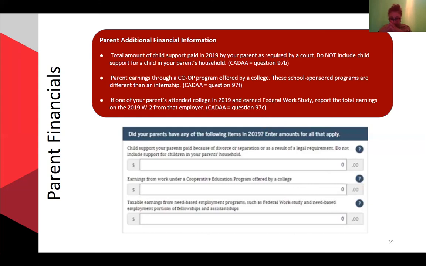And then lastly, if your parents were in college and had any sort of need-based employment earnings, and typically we see this through the federal work study program, if your parent had federal work study earnings, so again, this is referencing the parent as opposed to the student, then you want to report that, and that income can be found on the 2019 W-2 form from that employer. Next slide, please.